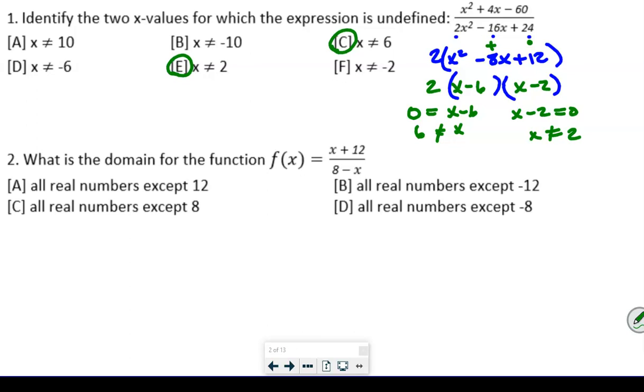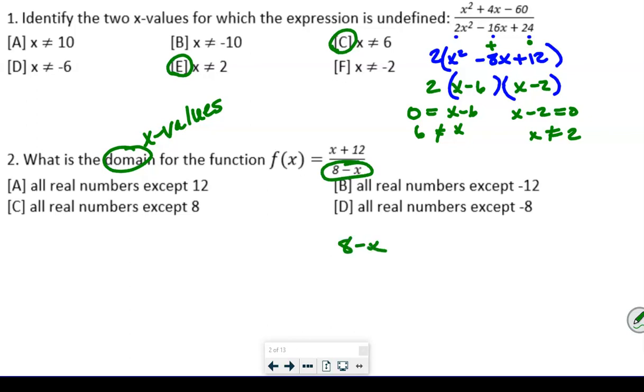The next one says, what is the domain for the function f of x is equal to x plus 12 over 8 minus x. Domain means x values, okay? So that's important for you guys to know, so you must know that first. And then it says domain, so domain has to do with, again, the values for which the expression is undefined, okay? So we're going to actually take this again and set it equal to 0.